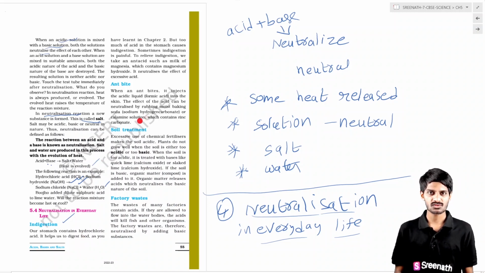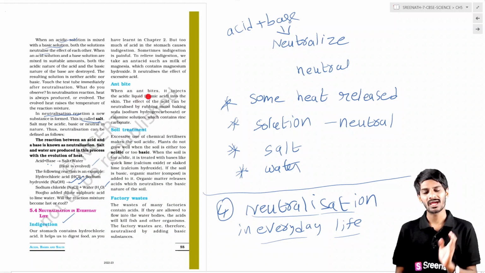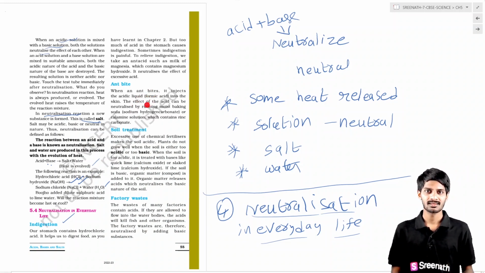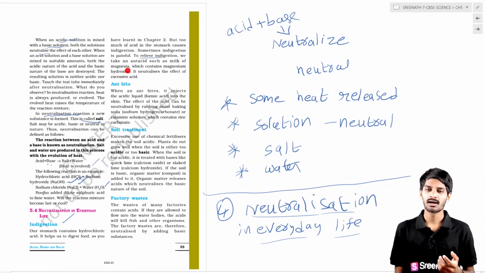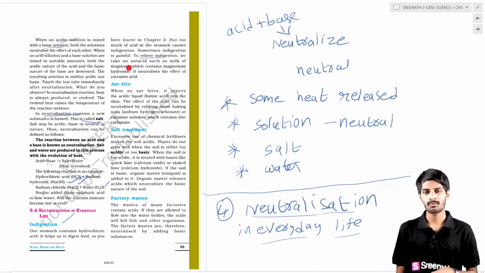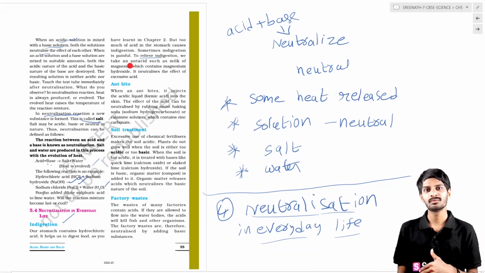So in those cases, what do you have to do? We have to neutralize the effect of that hydrochloric acid. So when can we neutralize an acid? By adding a base, you can neutralize the acid. So to relieve indigestion, what will you do? Basically, we have acid in our stomach, and due to that, in some cases we get an indigestion problem. So we have to neutralize the effect of the acid. What do we have to do? We have to add some base so that the acid will be neutralized. The acid effect will be neutralized by the effect of the base.